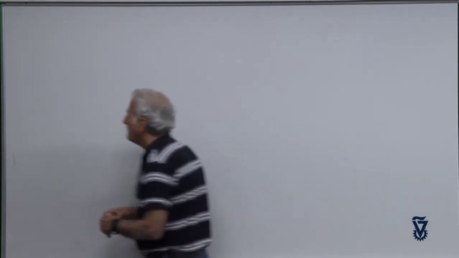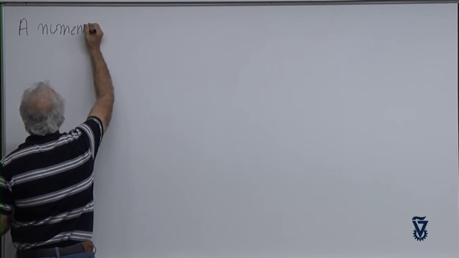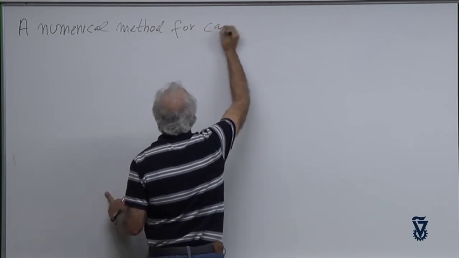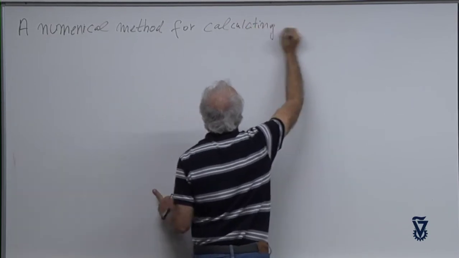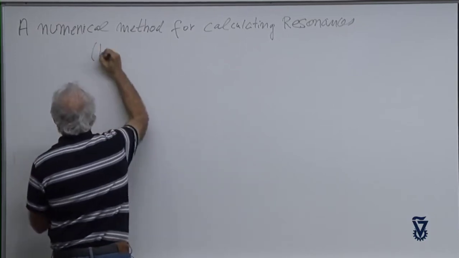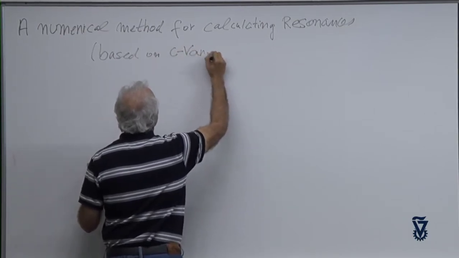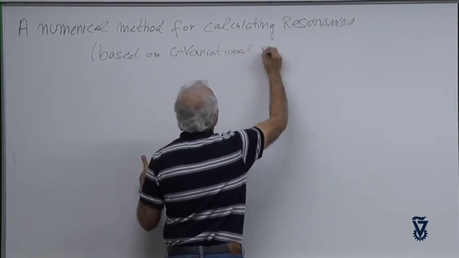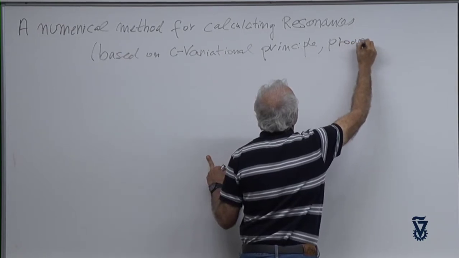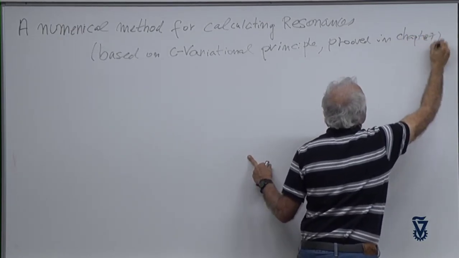So let me write: a numerical method for calculating resonances based on complex variational principle, proved in chapter 7. So we'll study it later.